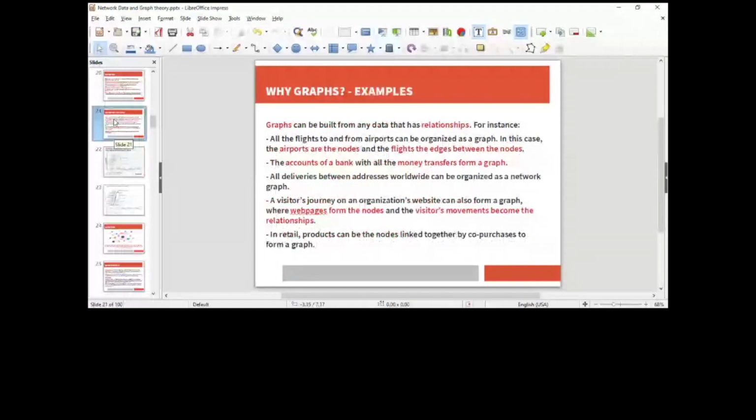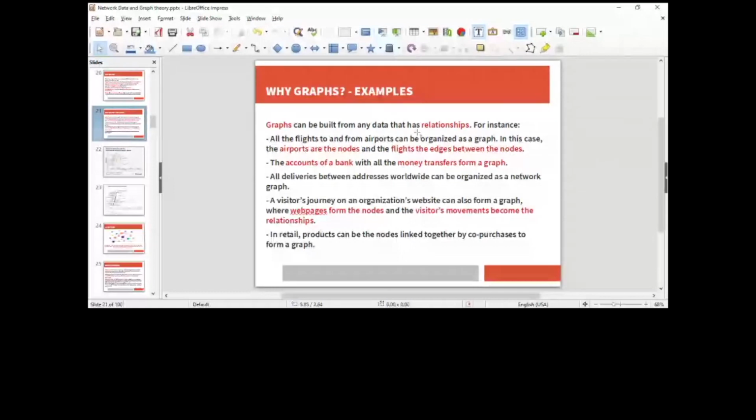Okay, so graphs can be built from any data that has relationships. Usually, every data has relationships. So all the flights to and from airports can be organized as a graph. Now we're going to treat this as a case study later on using R. In this case, the airports are the nodes, and the flights are the edges between the nodes. We can also use accounts of a bank and the money transfers. Accounts are the nodes and transfers are the edges.